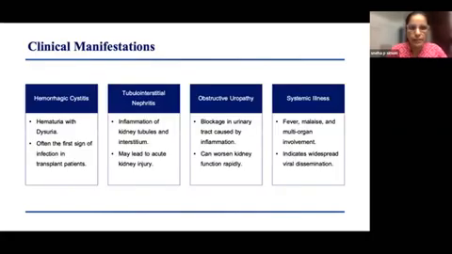Clinical manifestations, as already mentioned, include hemorrhagic cystitis. This is usually the first sign of infection in a transplant patient, who will present with hematuria and dysuria. Tubulointerstitial nephritis will go on to acute kidney injury, with inflammation of the tubules and interstitium. And even ureteral obstruction can result in obstructive uropathy, which can also worsen the kidney function. And systemic illness progresses to widespread infection as disseminated infection.